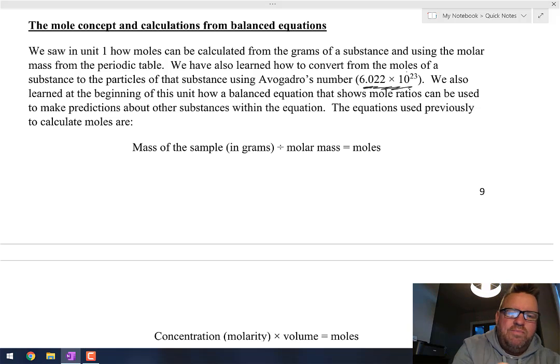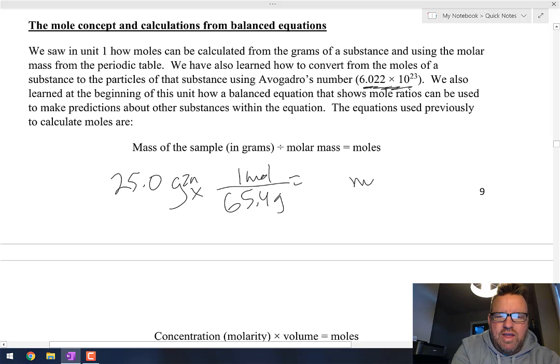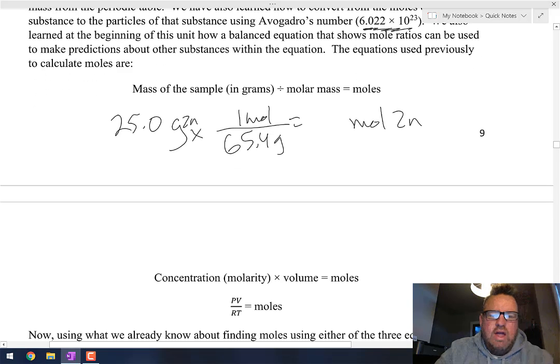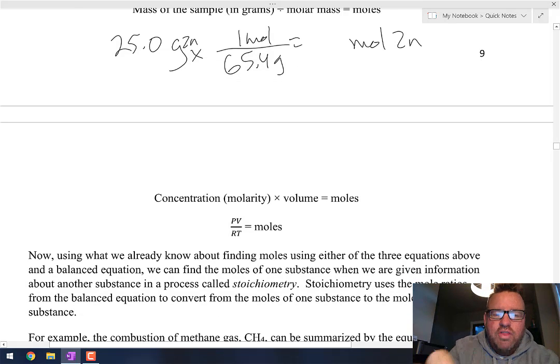One of them is by taking the grams of something. So you have 25.0 grams of zinc, and then you put the molar mass, 65.4 grams, in 1 mole of zinc, and that gets you moles of zinc. So if they give us the grams, you use the molar mass, you divide, you get moles. I do have all 3 of them here.